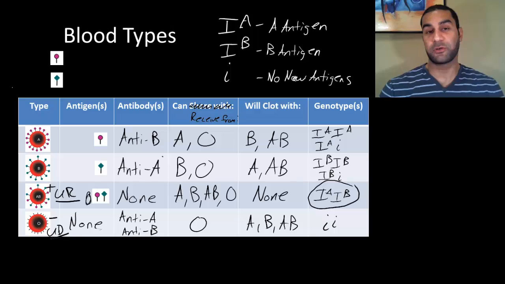Okay, so your blood types are all based on your genotypic combinations, the 2 alleles that you receive from your parents. Just like any other trait in your body is based on 2 alleles, one from mom, one from dad, and how they combine together.